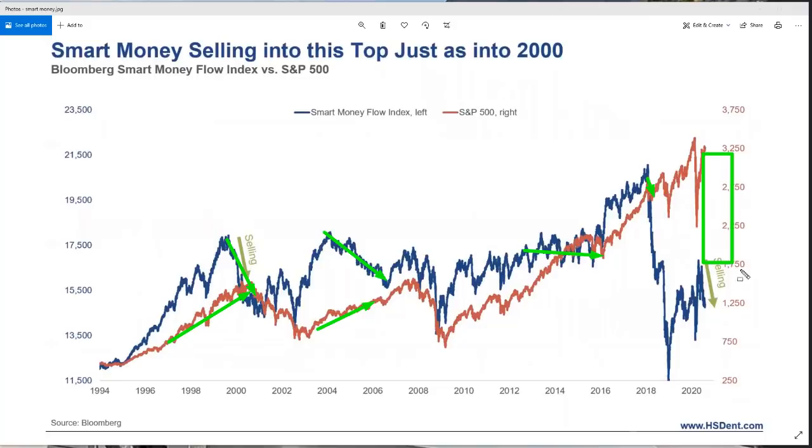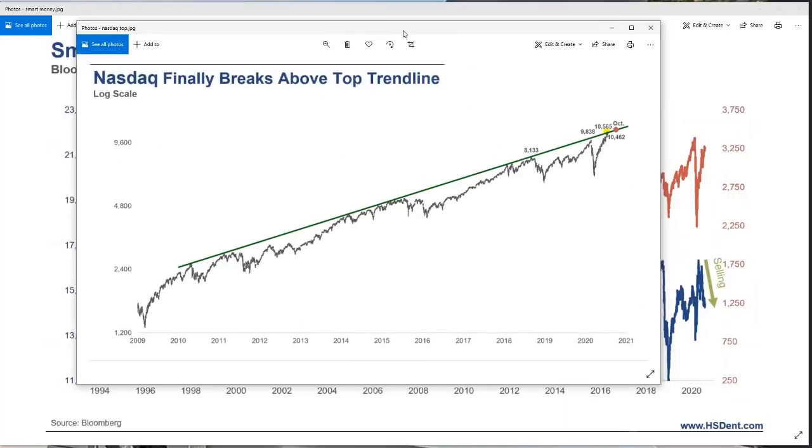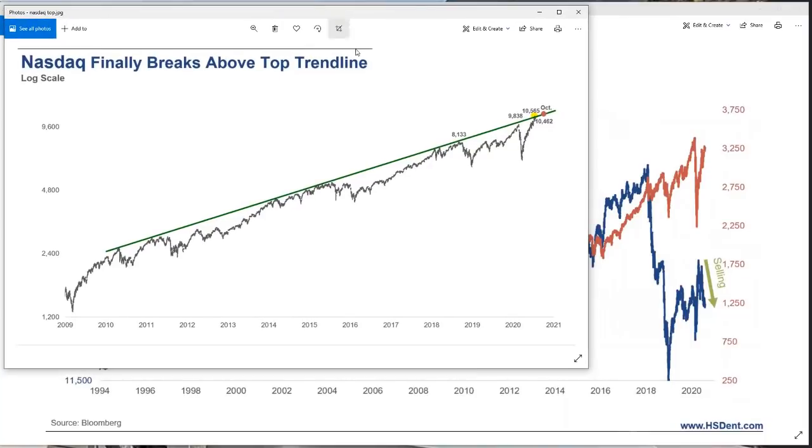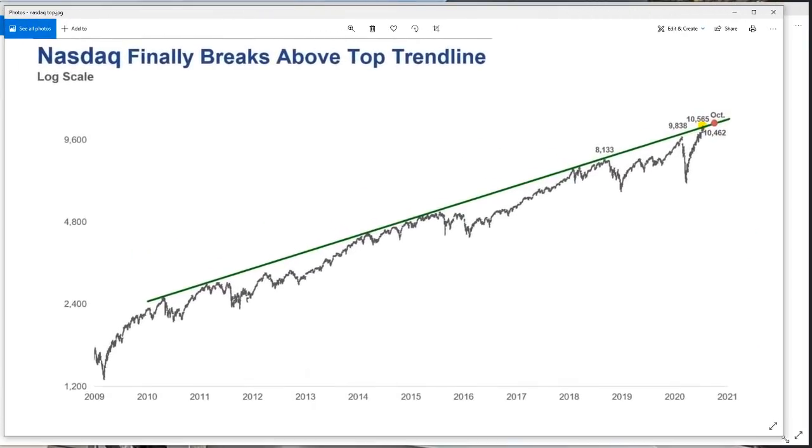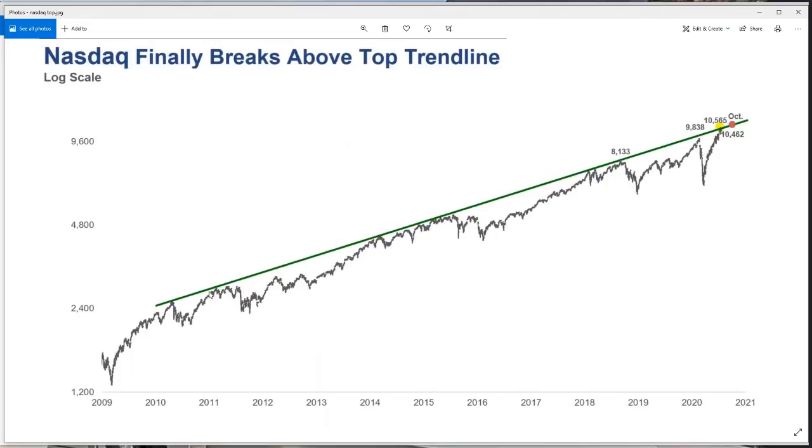Corporate profits are massively down. They have the smart money selling off. And then on top of that, people love the Nasdaq stocks. And this is the Nasdaq chart through here. And the Nasdaq chart long term, or should I say since 2010, look at this Nasdaq chart. We are at the top of this trend line right now. Now the Nasdaq is in a bubble, no doubt about that.